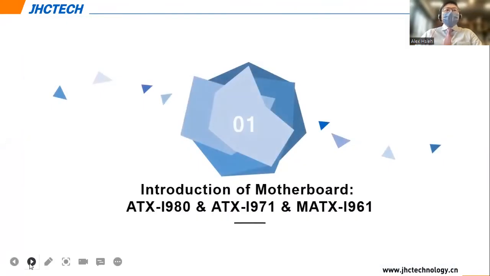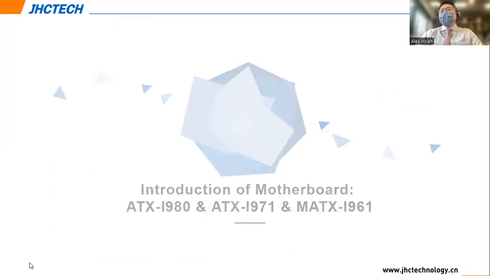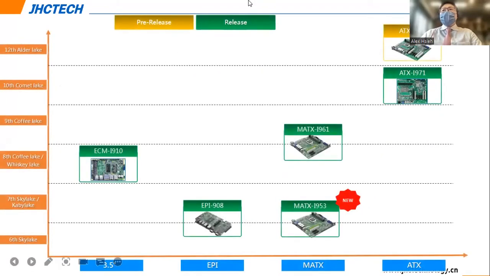Okay, so now we introduce the 3 motherboards. First of all, we introduce our roadmap at JHCTECH. You can see the y-axis is for the CPU generation. We have the 6, 7, 8, 9, 10, 12, and the x-axis is the size, maybe ATX, mATX, 3.5 inch, this kind of size of motherboard.